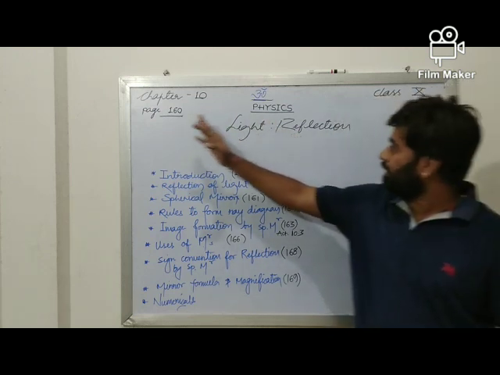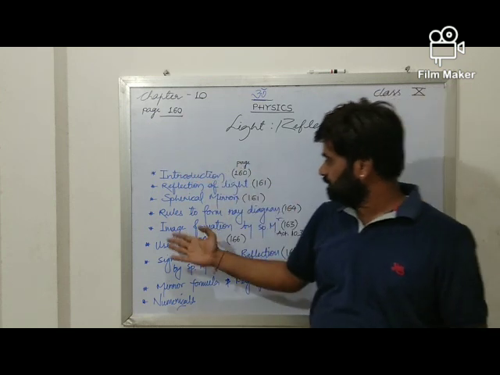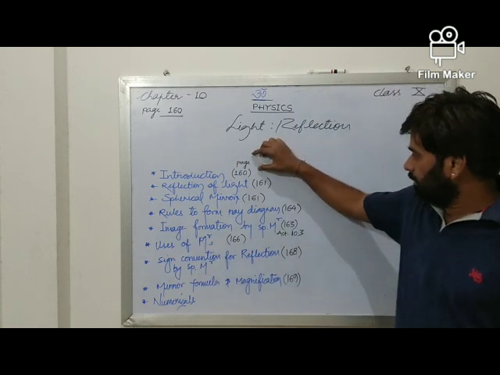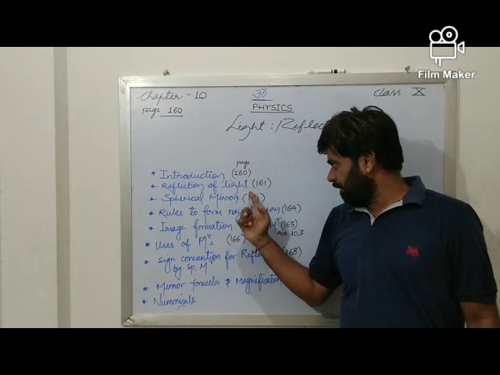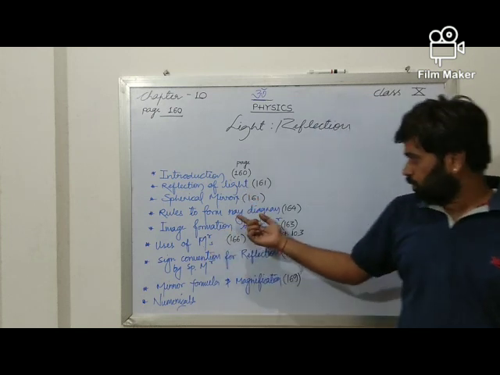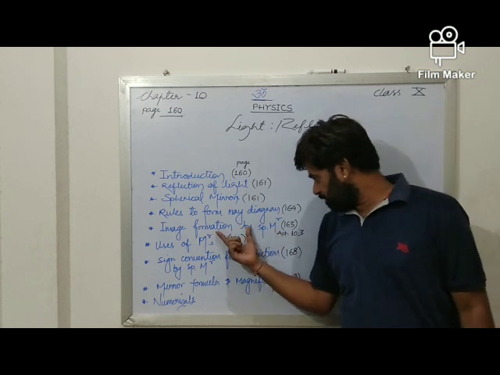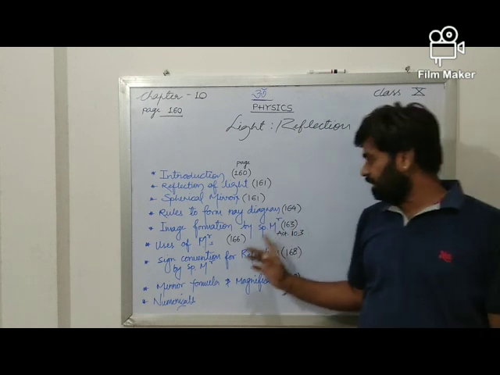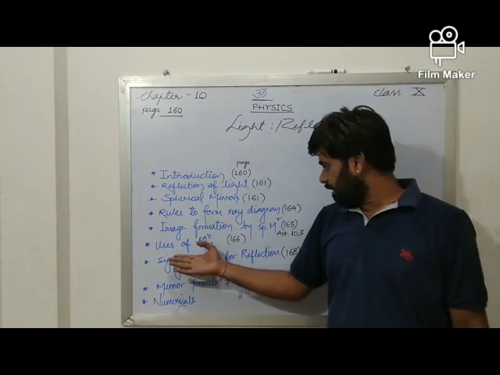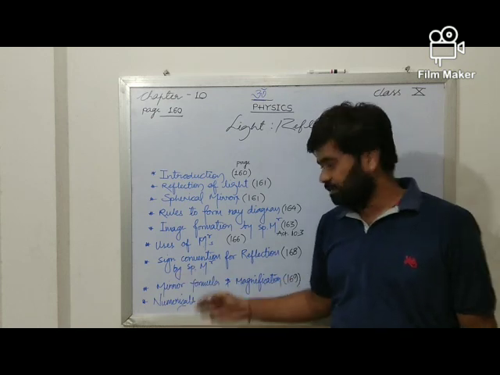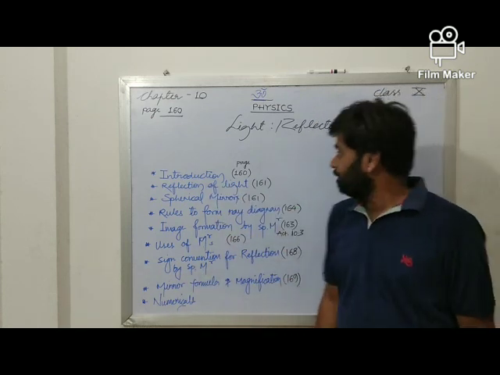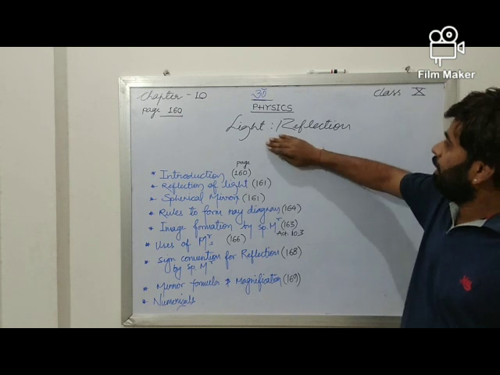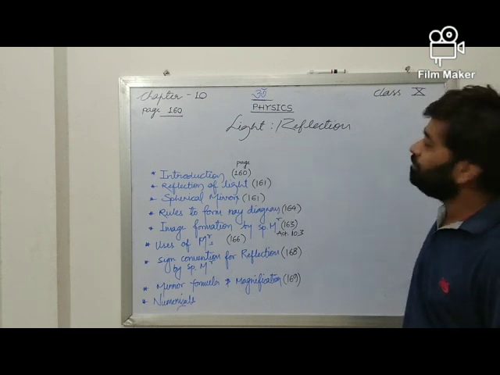Here I have written the page numbers and the topics covered by the NCERT. First of all, we will see the introduction, then reflection of light, then spherical mirrors, rules to form ray diagrams, and image formation by spherical mirror, that is activity number 10.3, page number 163, NCERT. We will see uses of mirrors, and then the second portion will be numericals related to these mirrors.